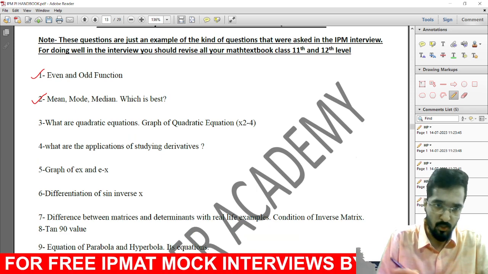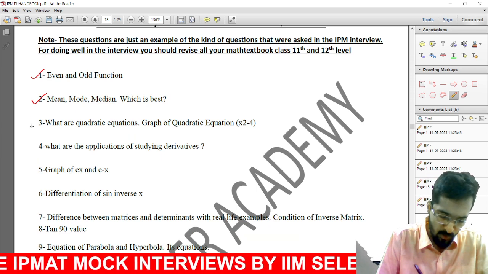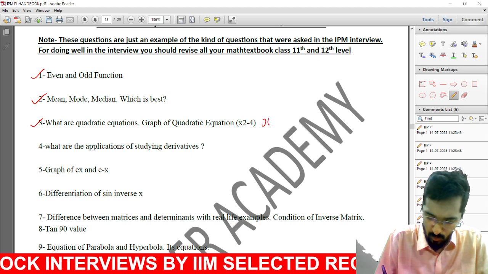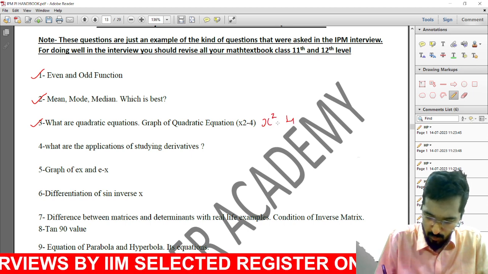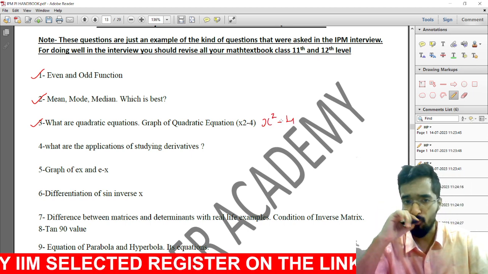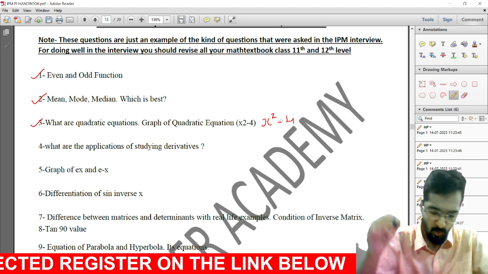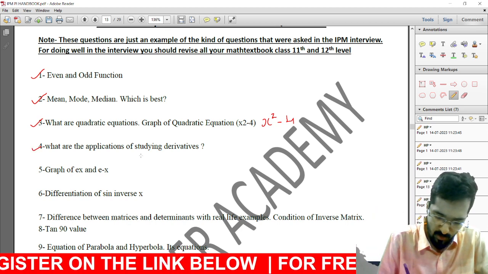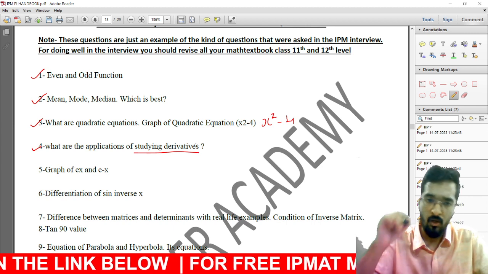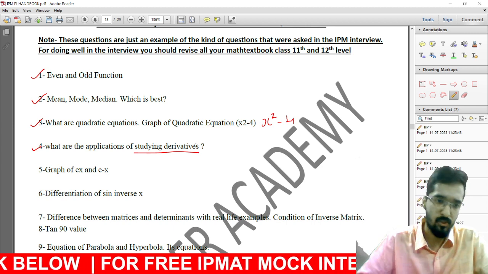What are quadratic equations? Graph of the quadratic equation x square minus 4. That means you should be thorough with the graphs of quadratic equations. What are the applications of studying derivatives? That means questions can be asked from derivatives. They can be asked from differentiation.